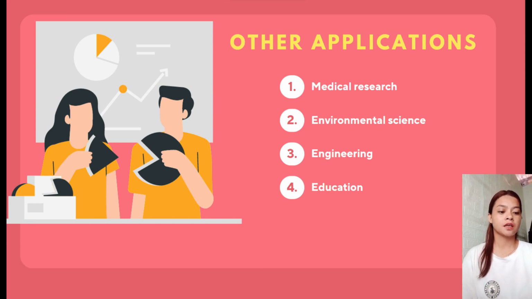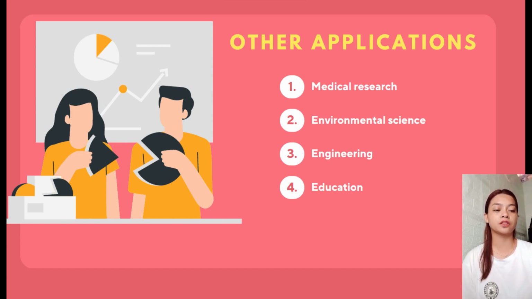Regression analysis can be used to analyze the relationship between environmental variables such as air pollution, water quality, and climate change. Engineering. Regression analysis can be used in engineering to analyze the relationship between variables such as temperature, pressure, and material properties. Education. Regression analysis can be used to analyze the relationship between variables such as teachers' experience, class size, and student achievement.